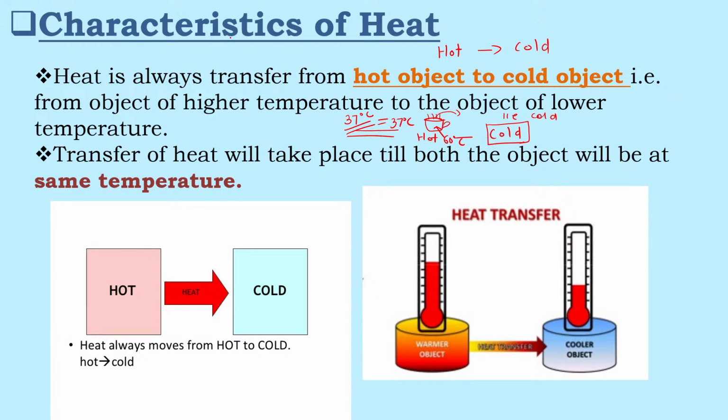So the first characteristic says that heat energy always transfers from a hotter object to a colder object, that is from an object of higher temperature to an object of lower temperature. And what is the second characteristic? How much heat energy transfer will take place? Till both objects are at the same temperature.